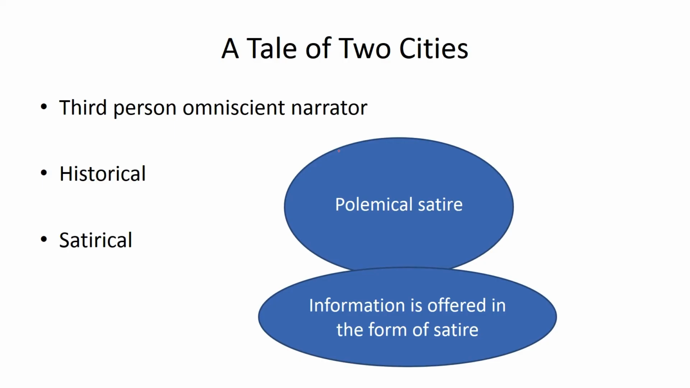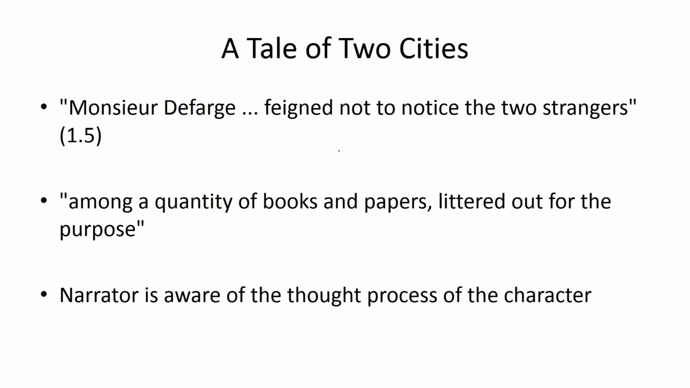And as the TAs have mentioned, this is a third-person omniscient narrator, and the tone is historical, obviously, but it's also very, very satirical. There's a lot of satire, polemical satire. So even if Dickens is offering information, he's informing us in a very dry, satirical manner, right? So we need to make a note of that. And let me offer some examples about the knowledge of the narrator.